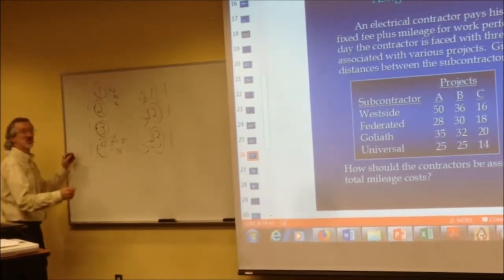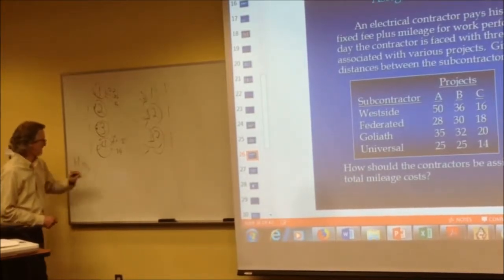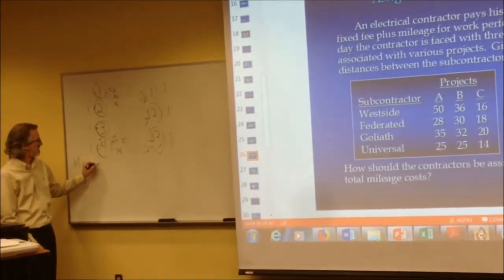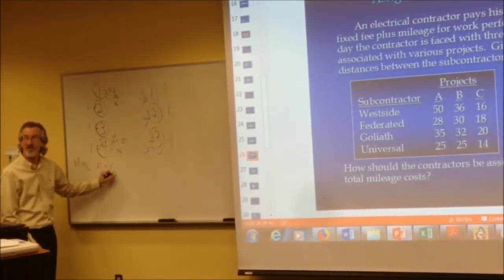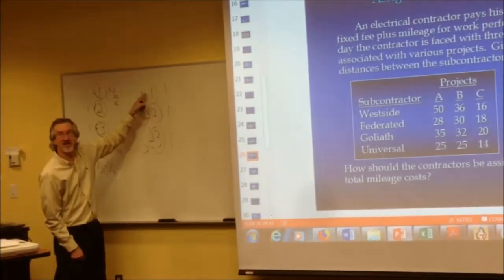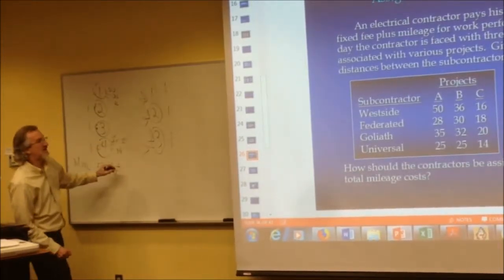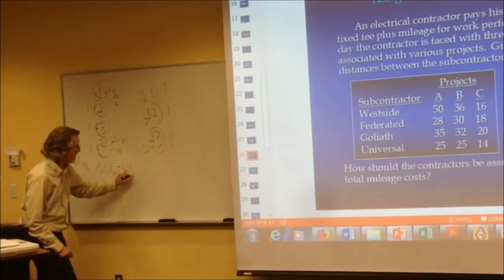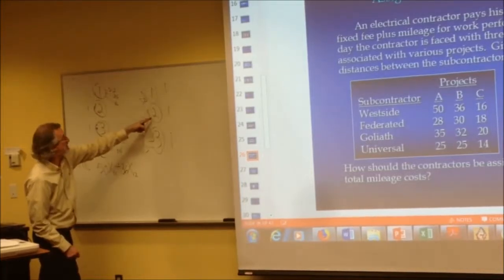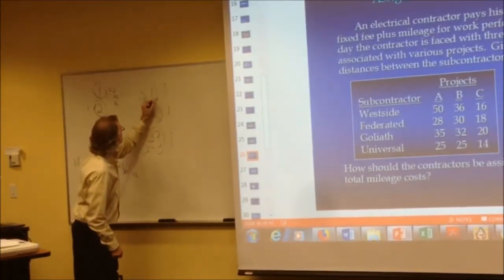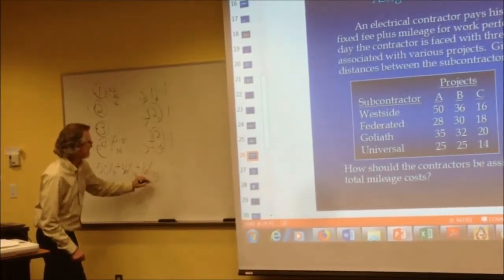All right. Let's do the objective function then. Max or min? Min. Okay. What's my first number? 50 times x 1,1. 50 is going from subcontractor 1, possibly going to project 1. Plus 36 times x 1,2, going from West Side to possibly go to project B. Hang on, this is project B, this is project A, this is project C. Plus 16 times x 1,3.